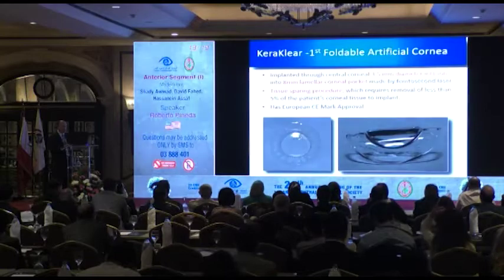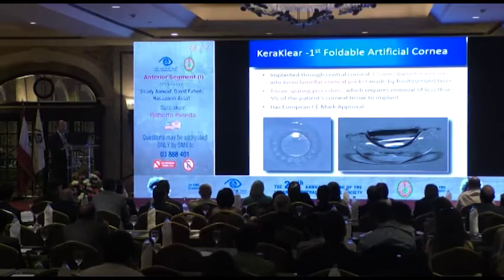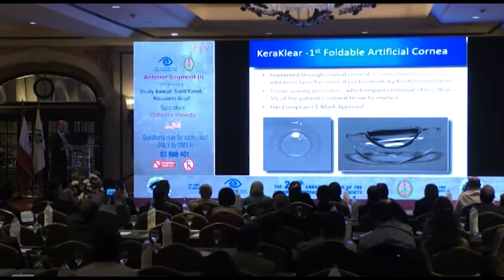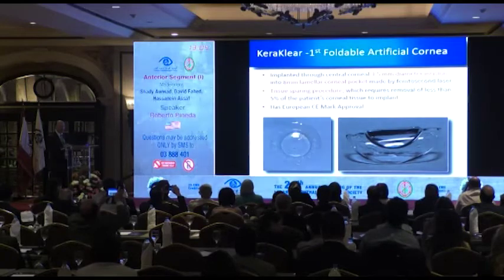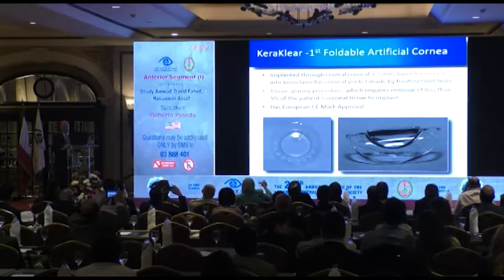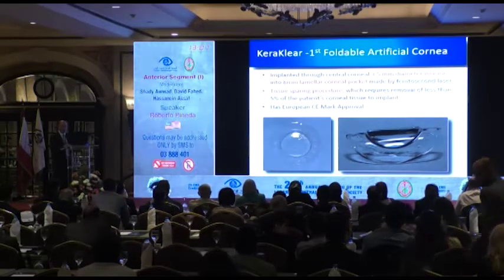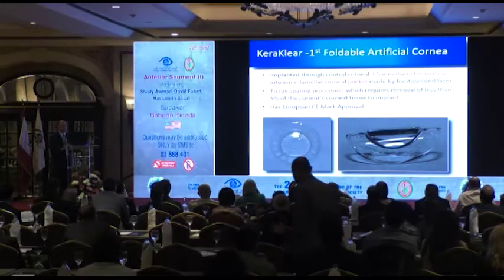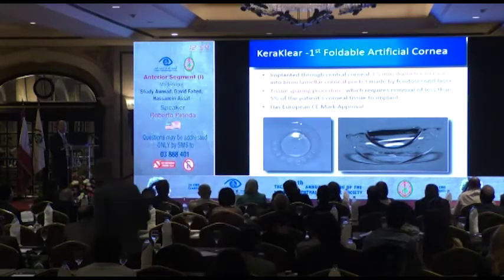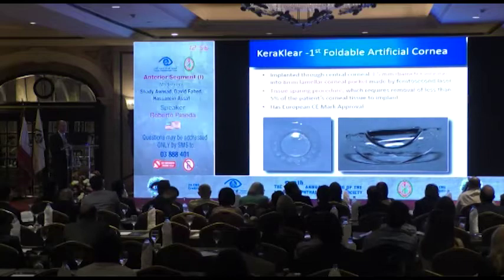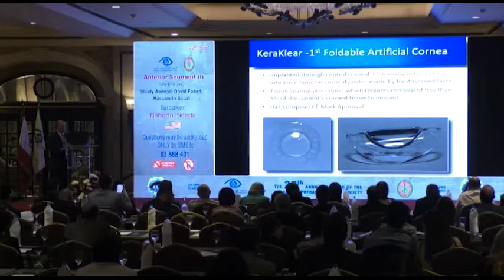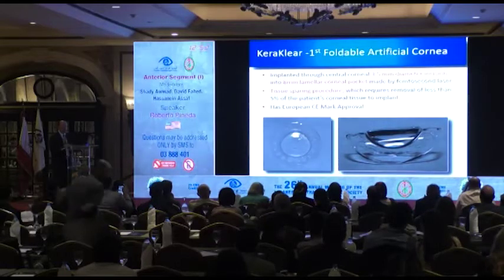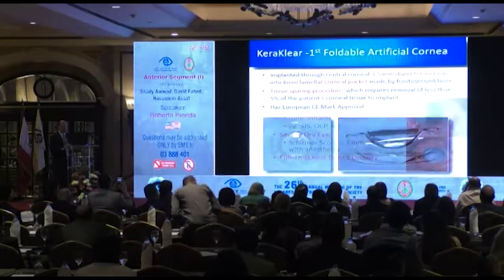So this is an intralamellar corneal graft. It's essentially inserted through a central 3.5 millimeter diameter incision in an 8 millimeter lamellar pocket graft, which is made by a femtosecond laser. So this is actually a very tissue-sparing procedure. It requires removal of less than 5% of the patient's total cornea to implant. And in the past 2 years, it received a CE mark approval.